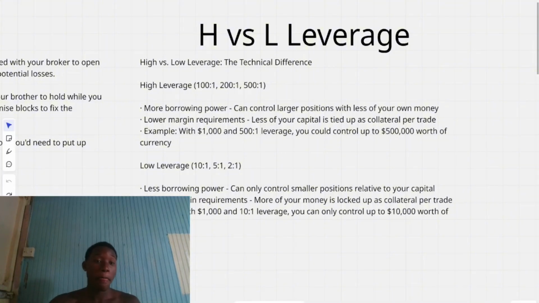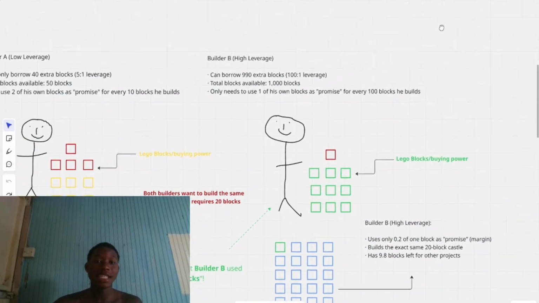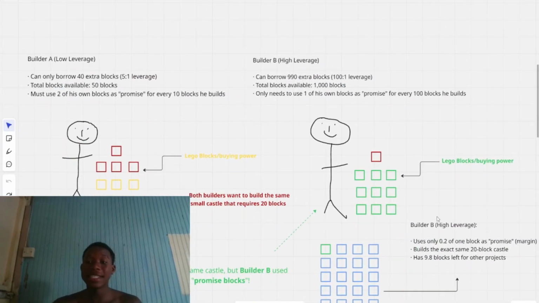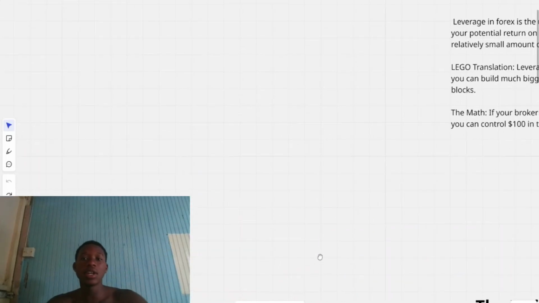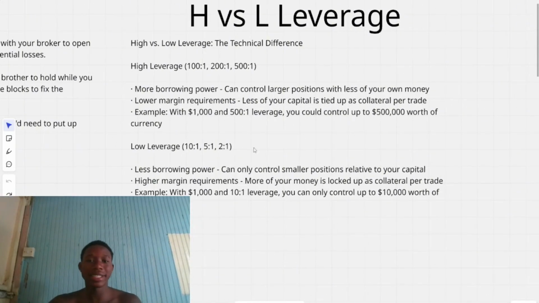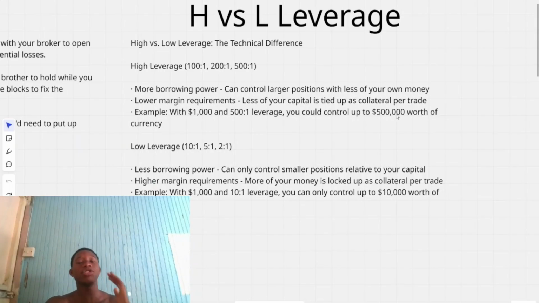So after getting those 20 blocks, Builder B has 9.8 blocks left for other projects. He has 9.8 blocks left to build other 20 block castles. He has more money left that he could trade with, rather than Builder A, who only has 6 blocks left for other trades or other builds. Okay? So that's that. Example: with $1,000 and 500 to 1 leverage, you can control up to $500,000 worth of currency. Let's go into low leverage.